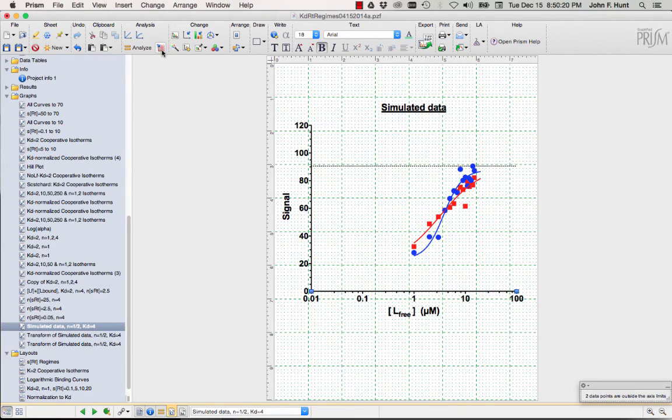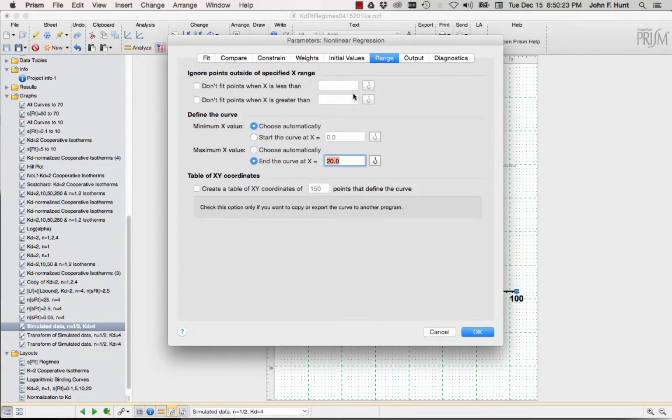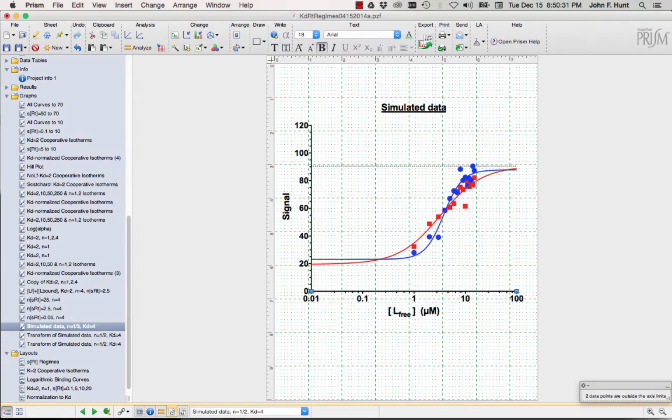I can extend these curves over a longer range. So rather than ending the curve at 20, I'm going to end the curve at 100 and start the curve at 0.01. We'll see if it does that. Yes, it does. Now you can see that when we expand the modeled curve to cover a broader data range, the independent site curve does look sigmoidal, as we expect it to be. The cooperative binding curve looks more sigmoidal. In this case, the simulation did involve the same KD for both of them, and so the 50% saturation level is about the same point.